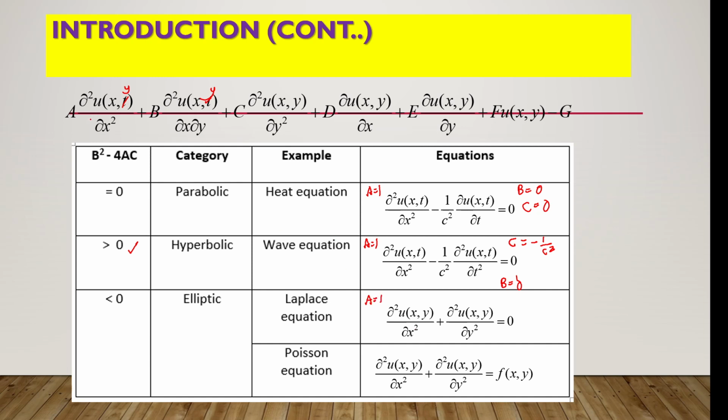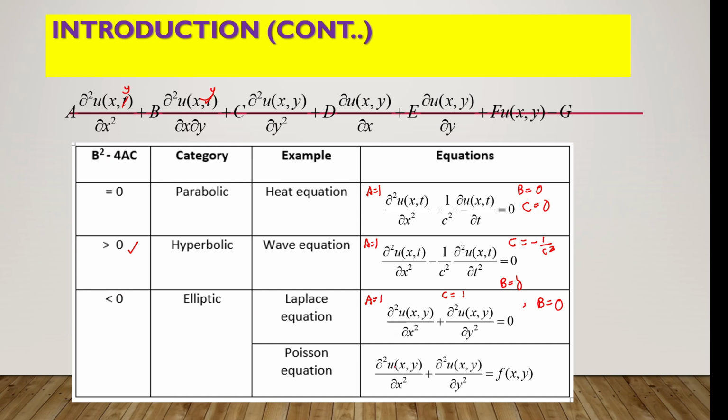because you compare a with del 2u del x2, so a is 1. Then you get this term, del 2u del y2, compared with the Laplace and Poisson equation. So c is 1 here. We don't have the b term, that's why b is 0. So 0 squared minus 4ac is negative.